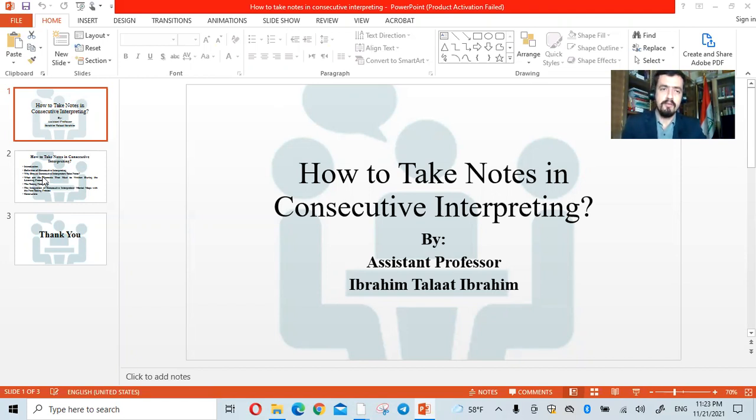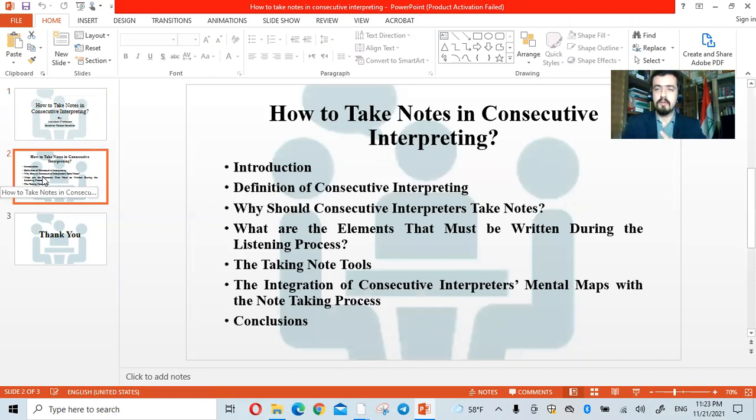First of all, we have talked about the introduction of consecutive interpreting. Consecutive interpreting is defined as one of the most important types of oral translation. It's concerned with the process of receiving the information from the source language speaker. While listening, the interpreter takes notes of the most important remarks said by the speaker. Then he is going to produce another version of the message in the target language. That's the definition of consecutive interpreting.